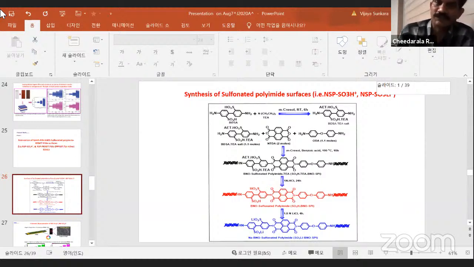So you can see here the synthesis of sulfonated polyimide surfaces, which are strongly reacted with the amides like NTDA, that is dianhydride, which is reacted with two amines to get the linear polymer. This linear polymer is again hydrolyzed to get the carboxylic acid or sulfonic acid surface. This sulfonic acid surface we again lithiated with lithium hydroxide. We generate the lithium ion on the surface of the material.